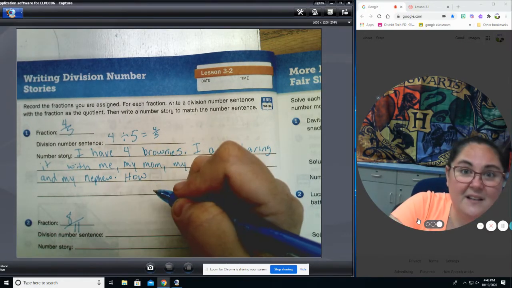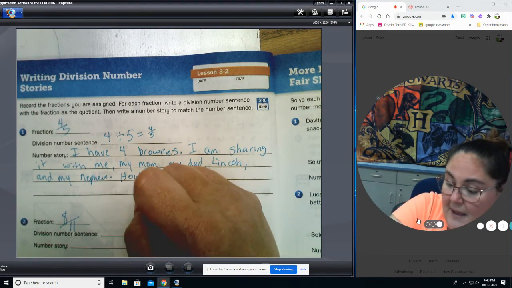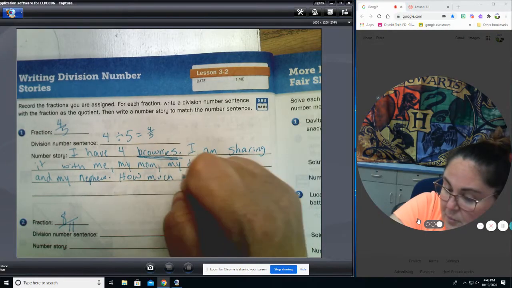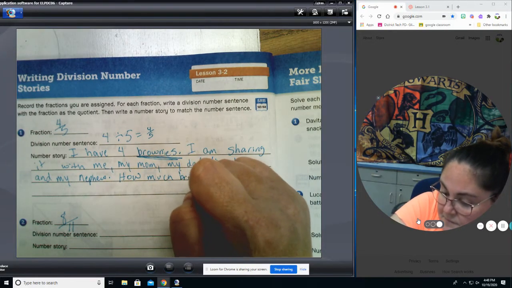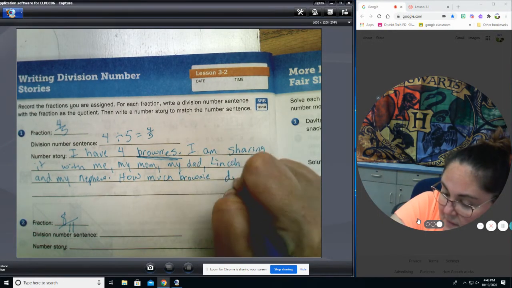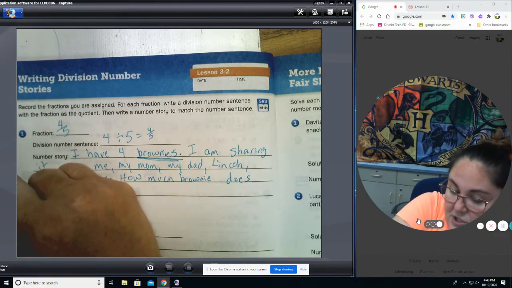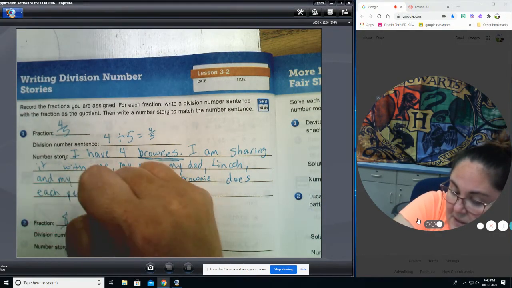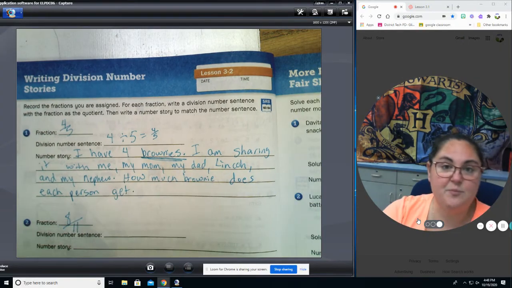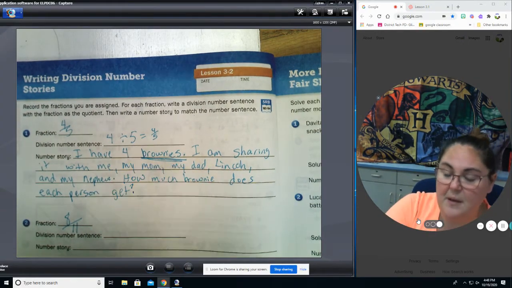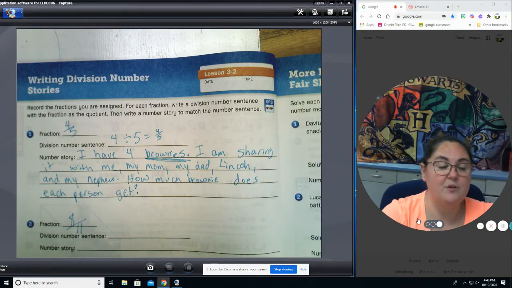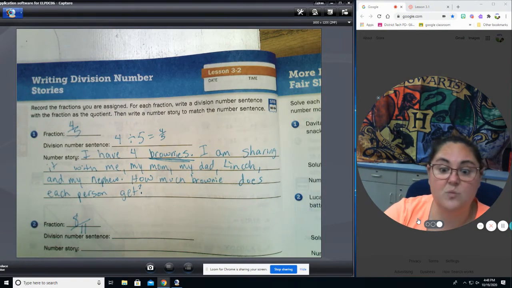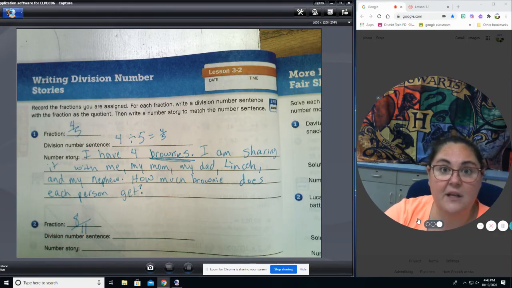The last thing you need on this is a question. So how much brownie does each person get? How much brownie does each person get? Remember, when you're writing a number sentence, a number story problem, you need to include a question, which means you probably should end with a question mark.